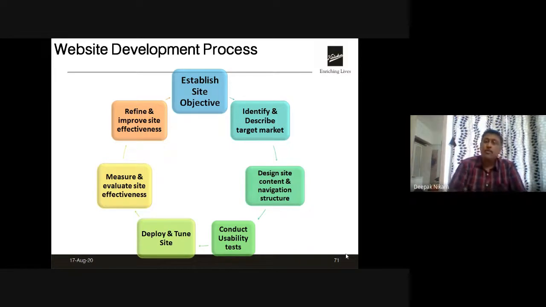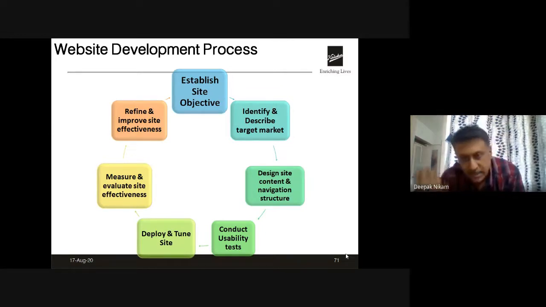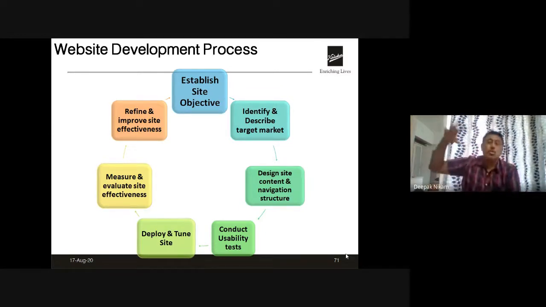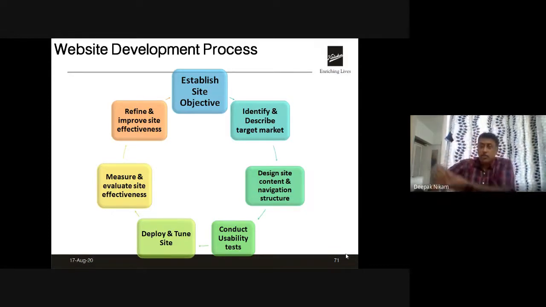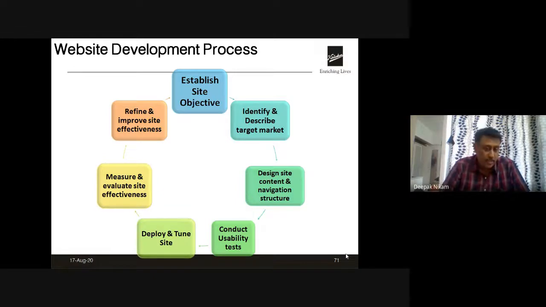From what you have, the first 3 steps have been the most simple ones: identifying the target market, content, and navigation structure. You've figured out how you want the layout to look, whether you want drop downs or pop-ups across the screen, those kinds of things. And then comes the biggest part: when you have got all this information, stuffed it into the site, laid it out the way you want, and now you want to see whether it works the way you want it to. So that's your usability test.